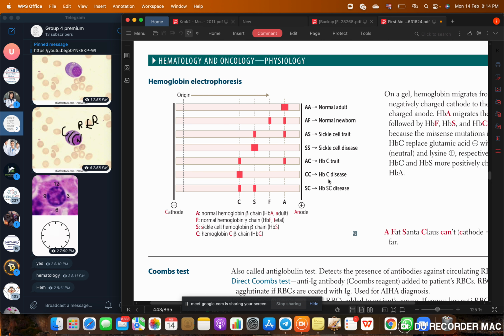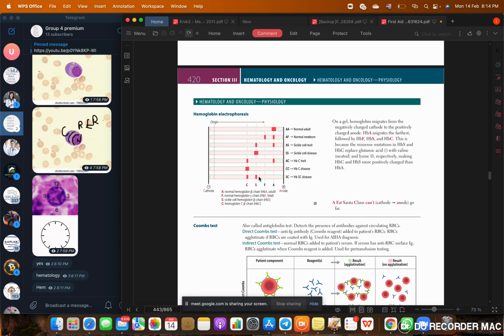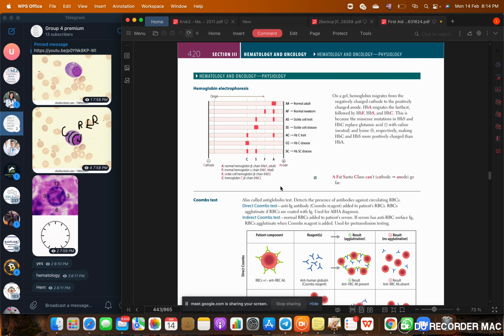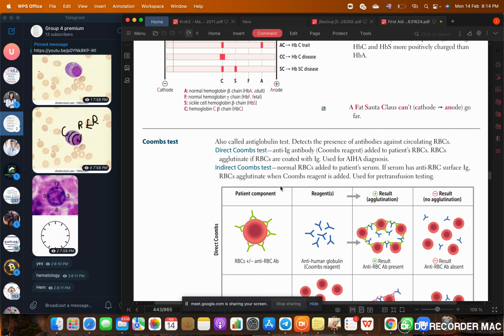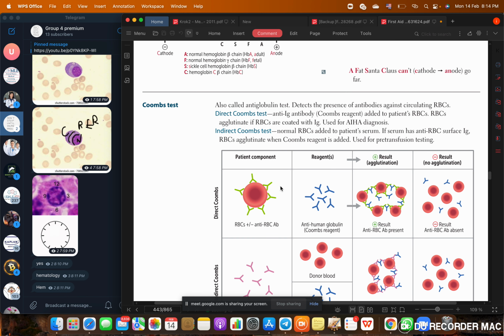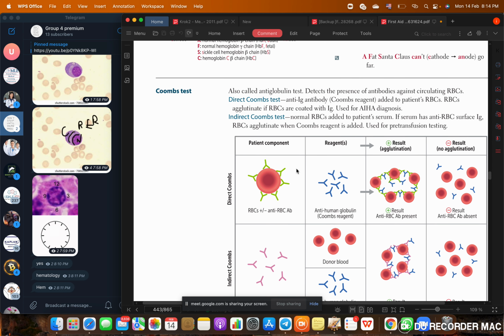And the hemoglobin C disease, in which you have 2 alleles of hemoglobin C, and SC, which has 1 allele of hemoglobin S and 1 allele of hemoglobin C. So they write here the Coombs test. So the Coombs test is something like this.